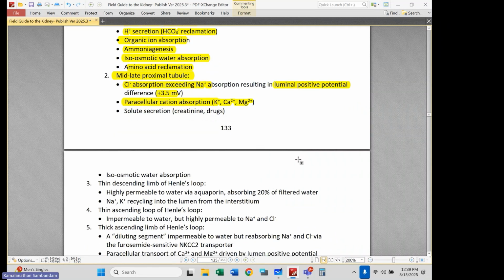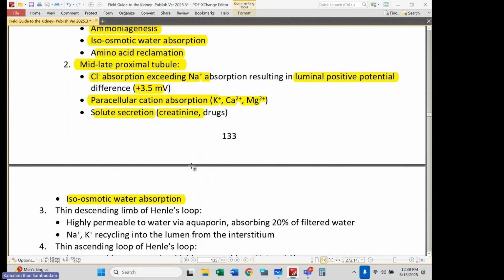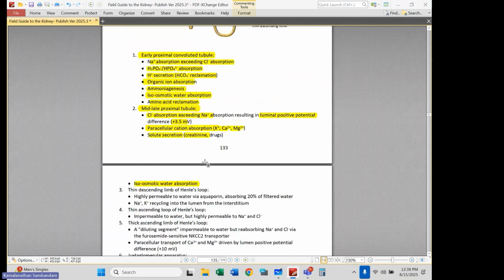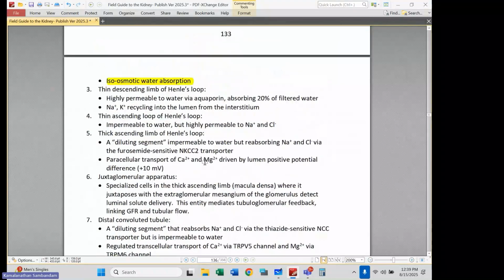Again, here's the overview that sets the stage for those later conversations. We have solute secretion that's happening, including creatinine, uric acid is both reabsorbed and secreted. We have drug secretion that is occurring in the proximal nephron as well. Again, more isoosmotic water absorption in both the early and late proximal convoluted tubule. What about the later segments?